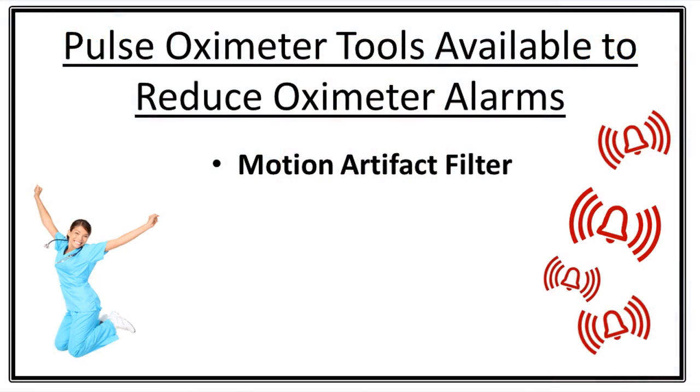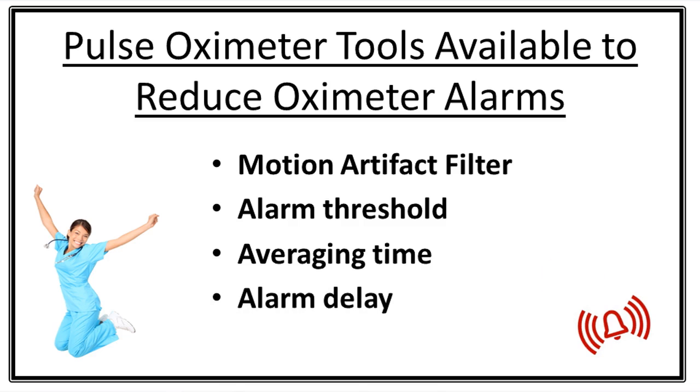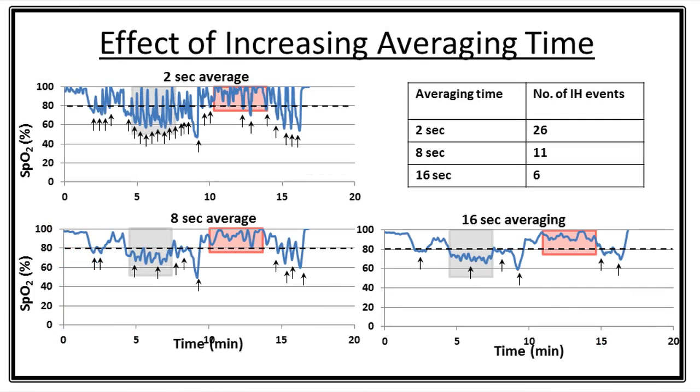Pulse oximetry is known for its high incidence of nuisance alarms. The good news is that we have tools at our disposal that help us to reduce these alarms. These tools include motion artifact filters, alarm thresholds, averaging times, and alarm delays. This slide shows the effect of increasing averaging time on the number of desaturation alarms.